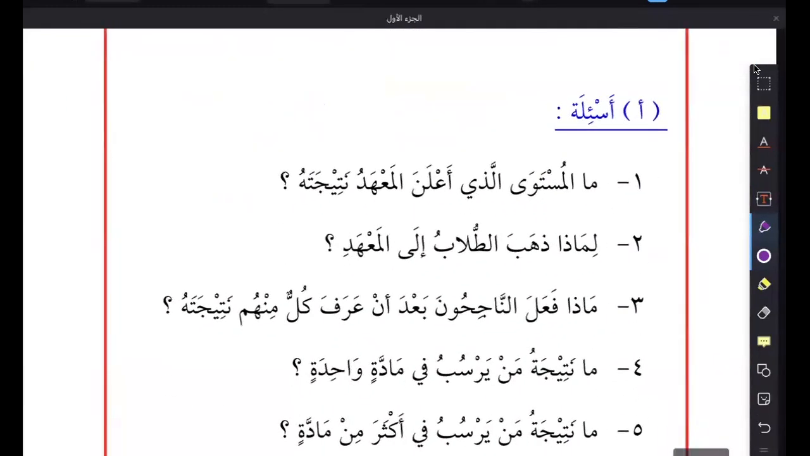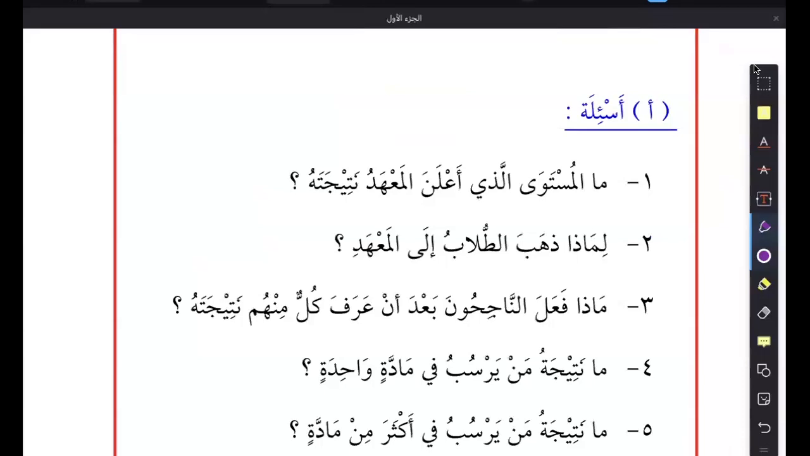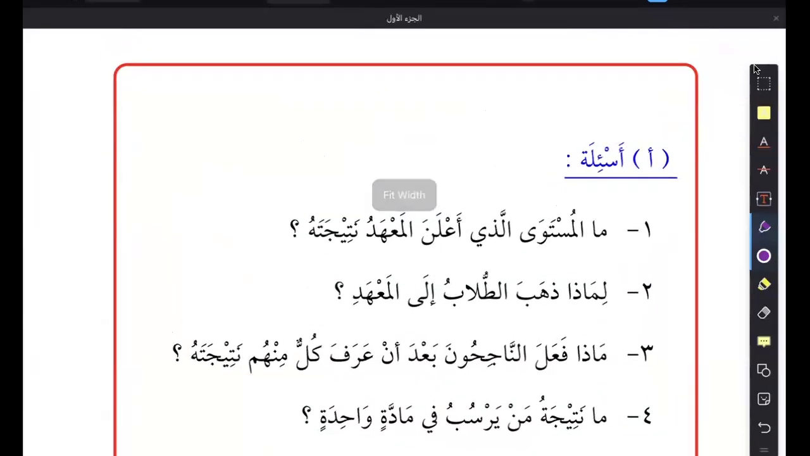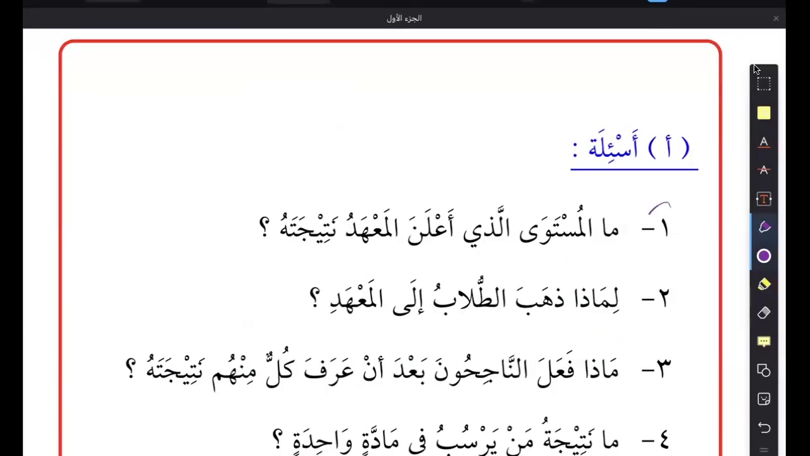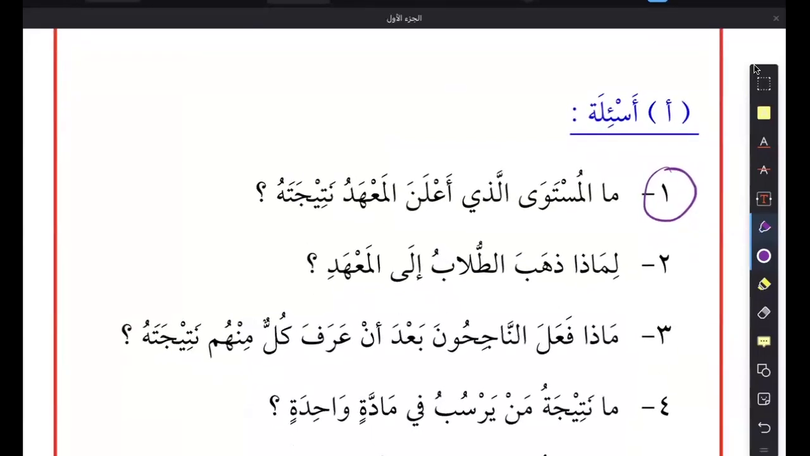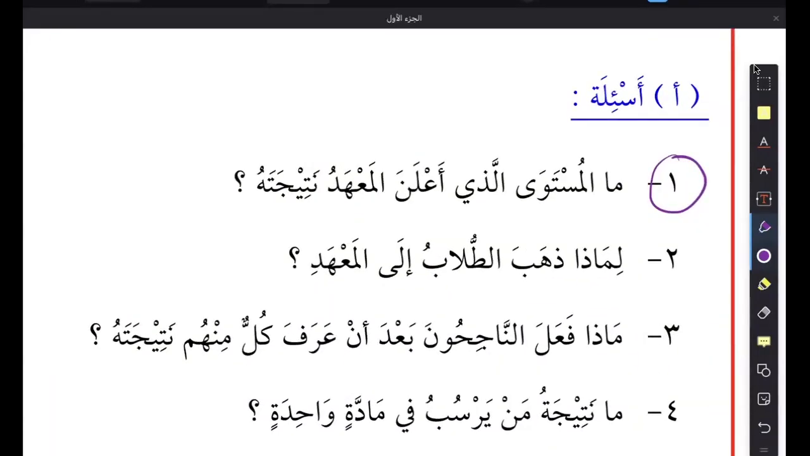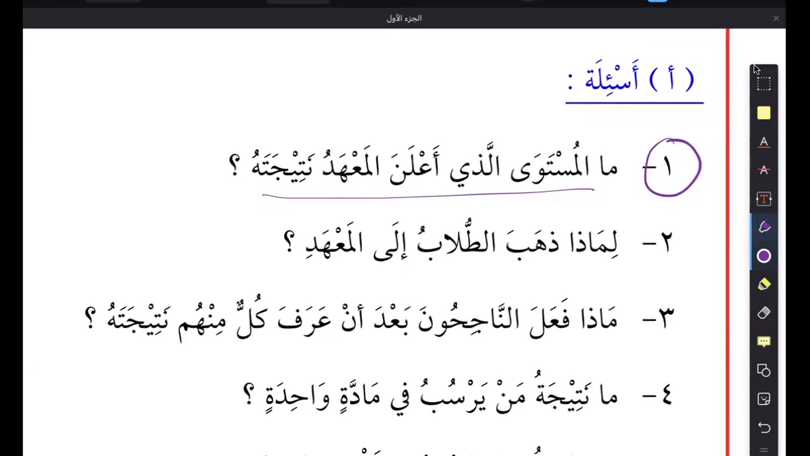Now let's go with the as'ila, the questions. These questions are about the text. I'm not going to go back to the text, but I will read them and maybe translate, and please do go back to the text and try to find these answers. ما المستوى الذي أعلن المعهد نتيجته؟ Which is the level whose result the Mahad announced?